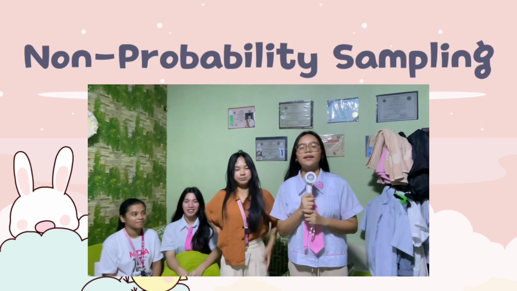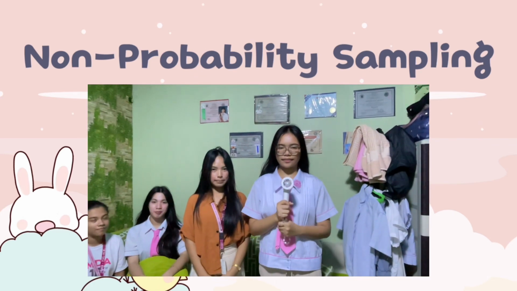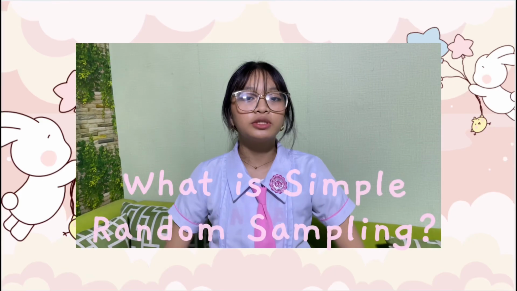And that's the non-probability sampling. And now, let's proceed to the simple random sampling. What is simple random sampling? Simple random sampling is a method of selecting a sample from a population where every individual in the population has an equal chance of being chosen.